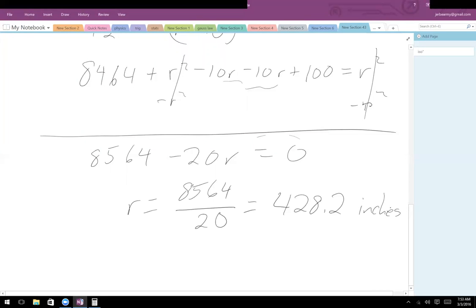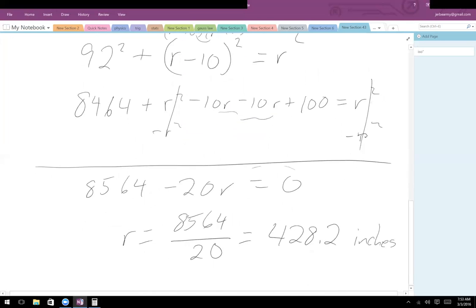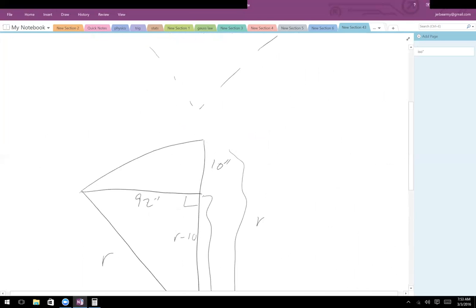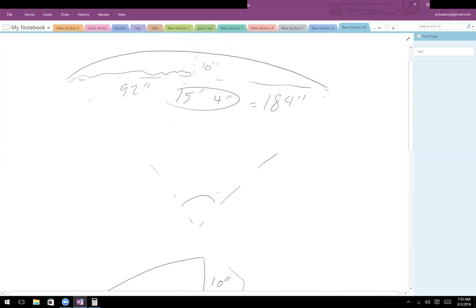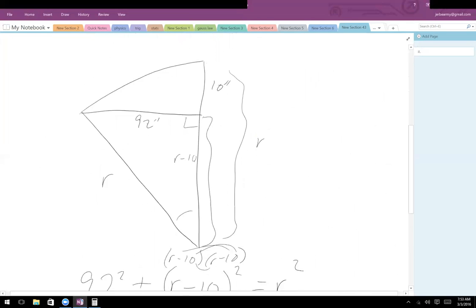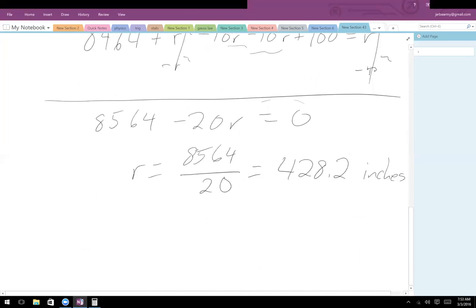All right. At least my impression is that's what you were wanting to know. Let me go ahead and do one more thing while I'm at it, just in case you're curious. If you wanted to know the angle right there, well, half of it is this guy here. We now know this r is 428.2.